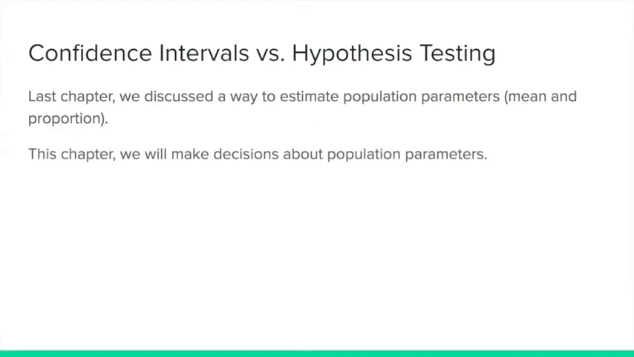In this chapter, we're going to make decisions about parameters. Usually this means someone makes a claim saying something like, I believe that the mean value is greater than this, or the mean value is exactly this. And what we do is we take a sample and we test whether or not that claim appears to be supported by the data. So that's the difference. In confidence intervals, we're trying to estimate a parameter. In hypothesis testing, we're trying to make decisions about whether or not particular claims about parameters are true or false.